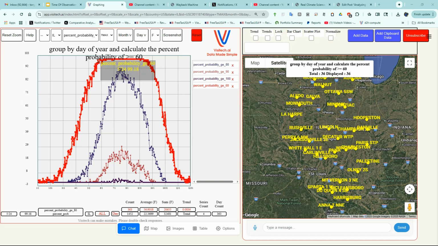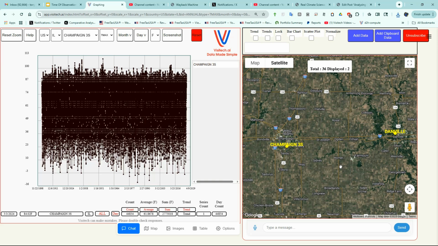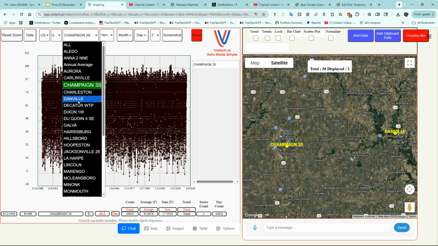We can see that from late May through late October, Champaign has nearly 100% probability of being over 60 degrees. Champaign never has a high probability of being over 90 degrees, and they have a very low probability of being over 100 degrees. Now we're going to take a look at time of observation bias by comparing Champaign to nearby Danville. I'm also going to select Danville by holding down the Control key on the keyboard and selecting Danville.